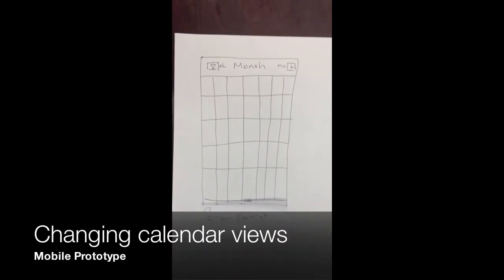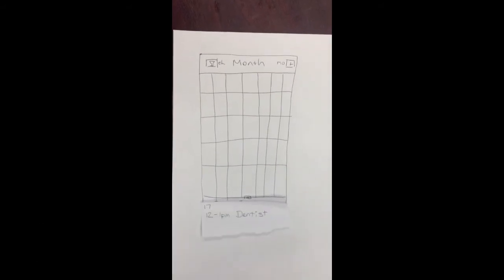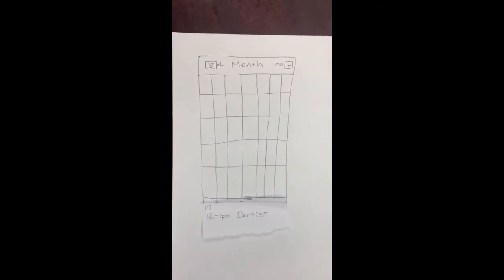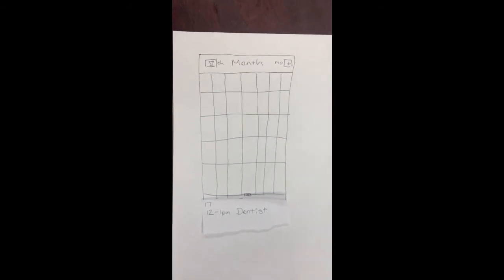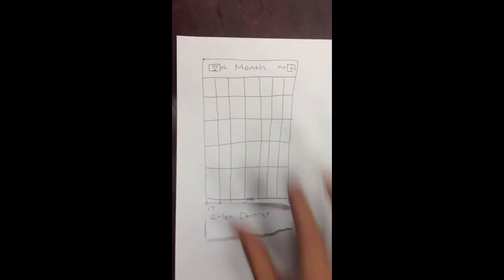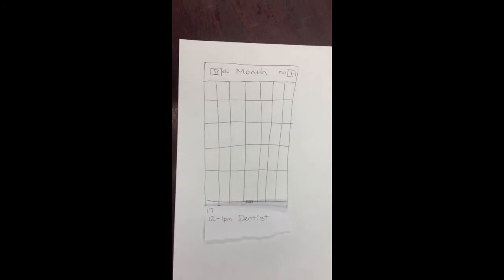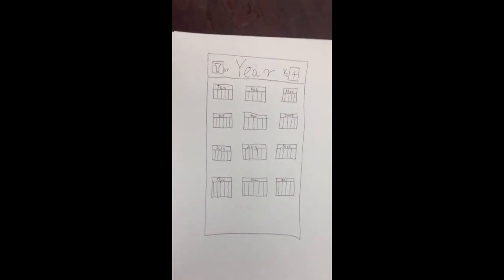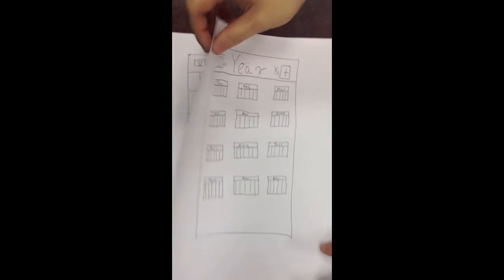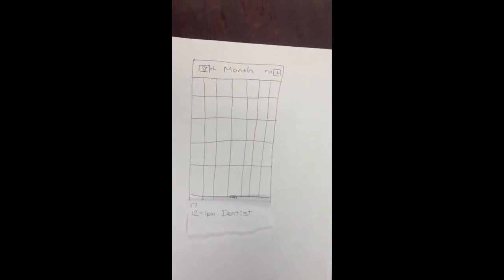Okay, this is the mobile view task of switching between different views. So currently we're in the month view, and now we're going to zoom out to the year view by pinching, or reverse the pinching. This would take you to the year view, and from here you can tap on a month to get to it. So tap on a month, and then this would return to our month view.